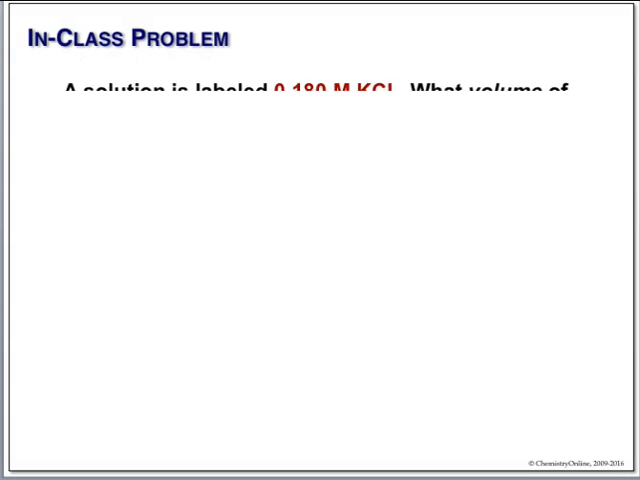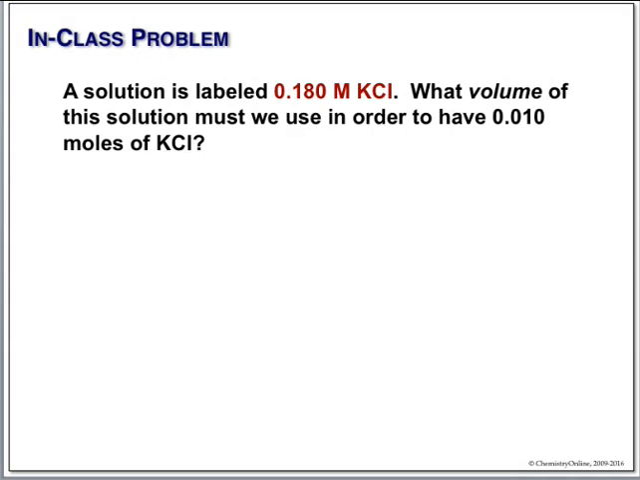All right, here's another problem that kind of parallels something that you might really do in lab. Let's say that we were doing an experiment, doing a reaction. And in this reaction, we needed 0.01 moles of KCl. Whatever reaction you want, but you needed a certain number of moles. Well, sitting here on the shelf is a solution labeled 0.18 molar. What volume do you need to pull out of there so that you have 0.01 moles? Kind of a real life problem.